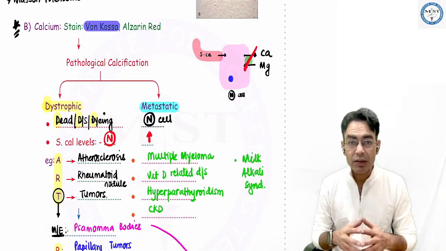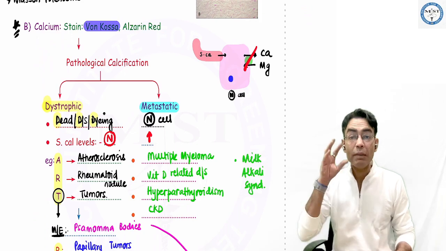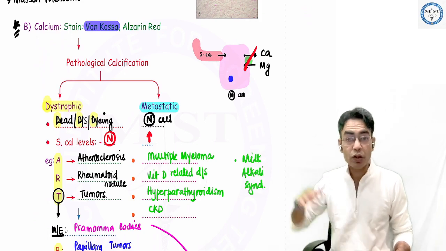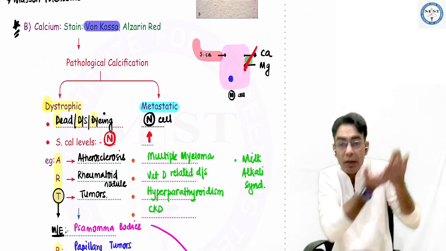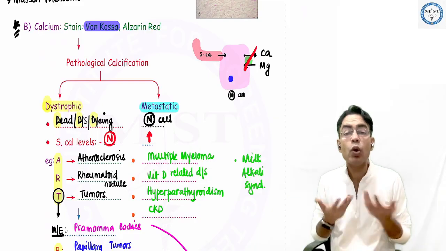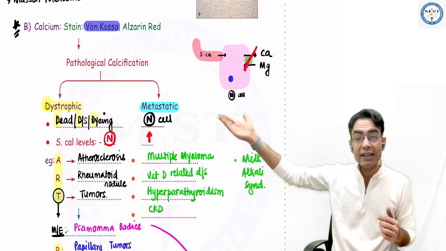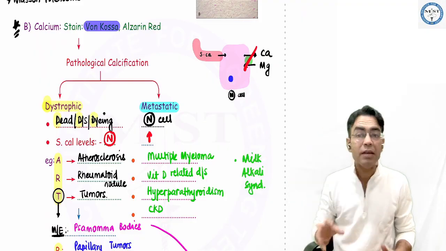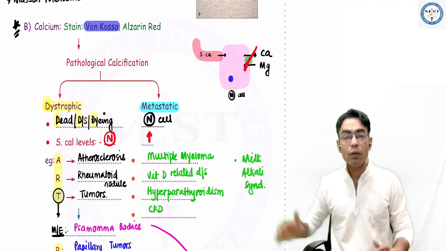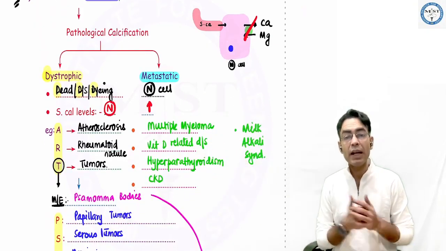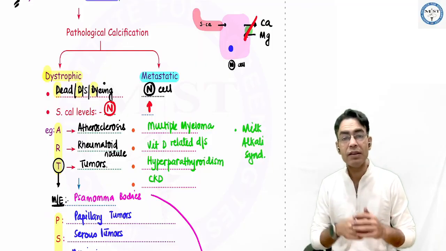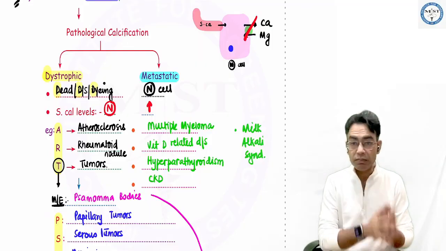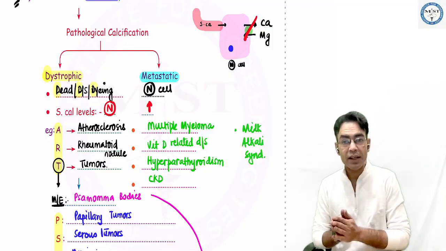The serum calcium level in dystrophic calcification will be normal because the cell is dead, so the pump is not working. Even normal calcium entering inside the cell will cause calcification. For metastatic calcification, the cell is normal, so in a normal cell only hypercalcemia can cause calcification. What are the reasons for hypercalcemia? Multiple myeloma, vitamin D related diseases, hyperparathyroidism, chronic kidney disease, or milk alkali syndrome.